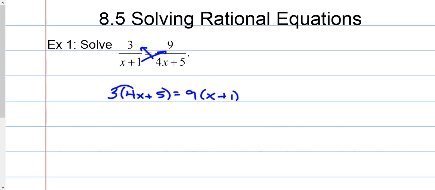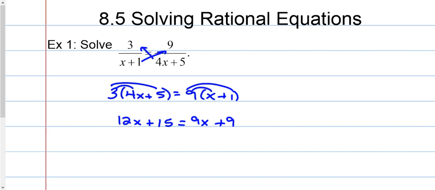Let's go ahead and distribute that 3 into the parentheses. 3 times 4x gives me 12x, plus 3 times 5 gives me 15, equals, distribute the 9. 9 times x is 9x, plus 9 times 1 is 9. Now I just have a linear equation to solve.